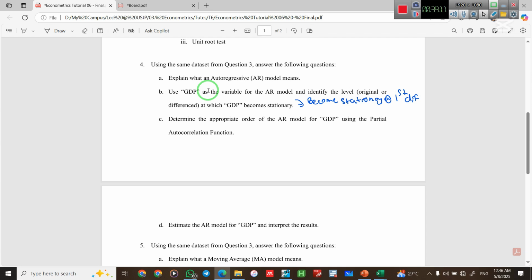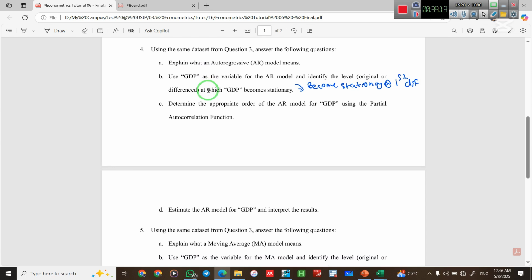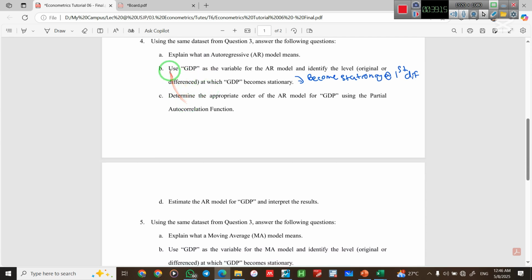Then in the final step, it is asked to estimate the AR model for GDP and interpret the results.